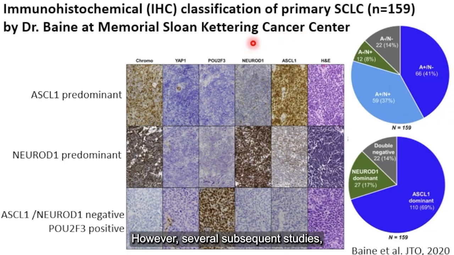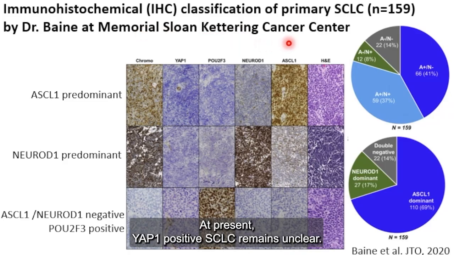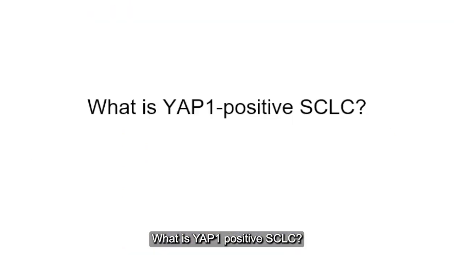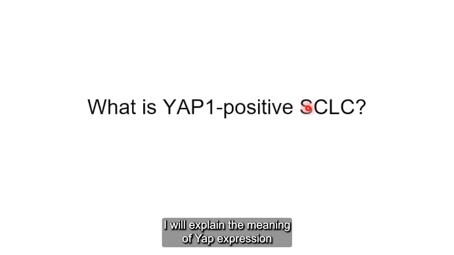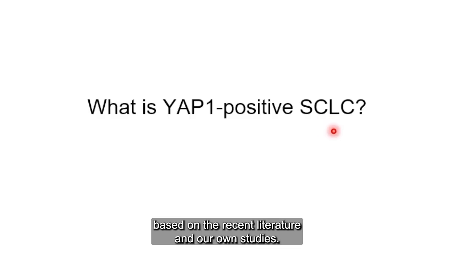However, several subsequent studies, including this Baines report, also suggested that YAP1 expression alone cannot define a single group in primary SCLC. At present, YAP1 positive SCLC remains unclear. What is YAP1 positive SCLC? I explain the meaning of YAP1 expression in neuroendocrine carcinoma from a pathological point of view based on the recent literature and our own studies.